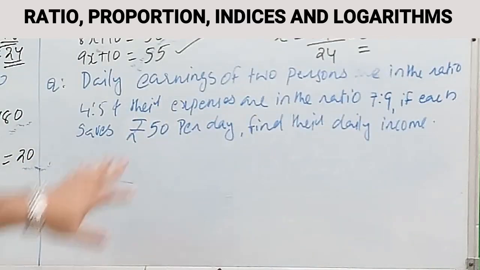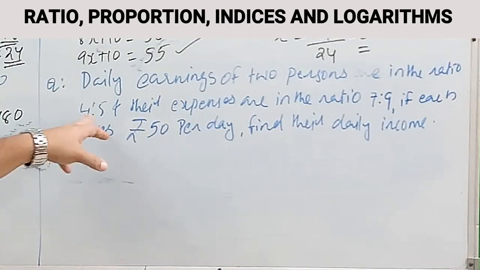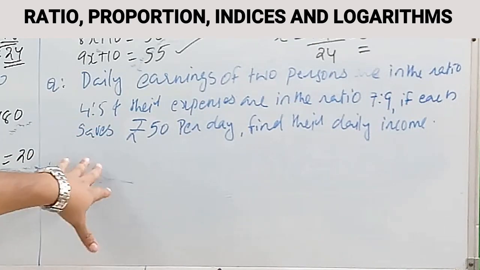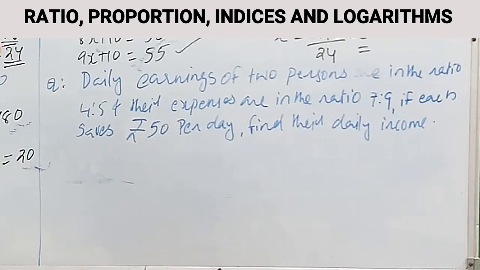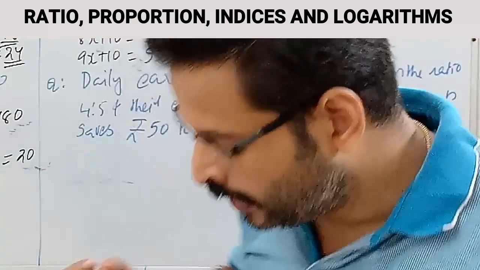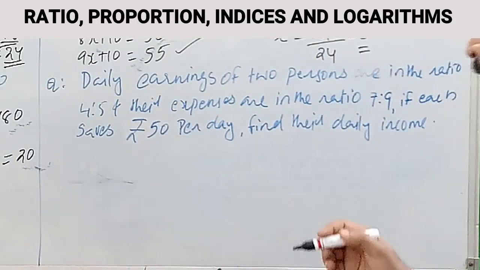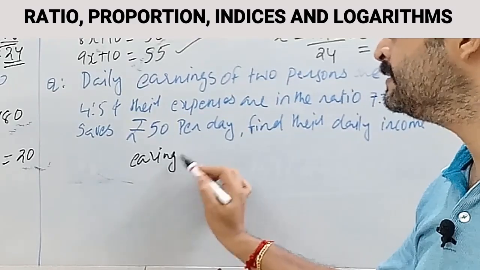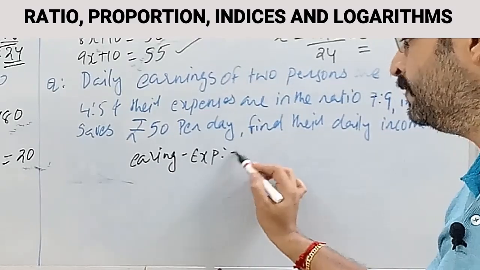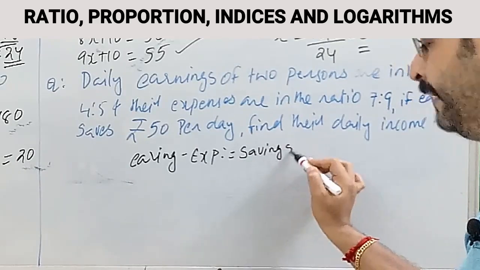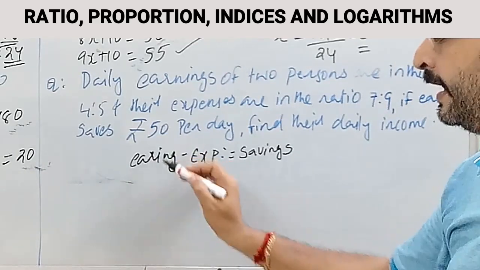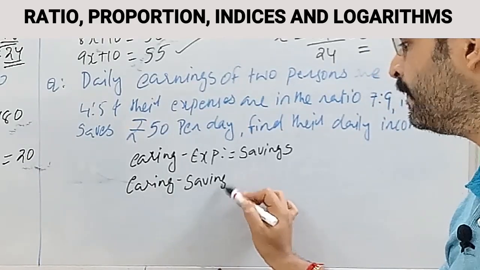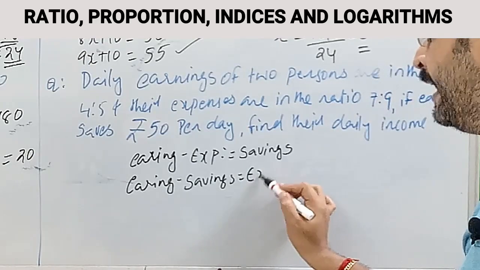Next question. Daily earnings of 2 persons are in the ratio 4:5 and their expenses are in the ratio 7:9. If each saves ₹50 per day, find their daily income. We all know the formula: earnings minus expenses will be equal to savings. Now using mathematical property, earning minus savings is equal to expenses.